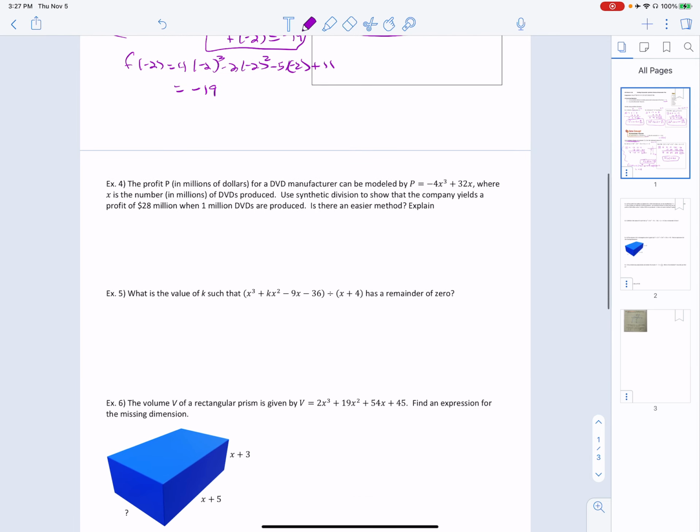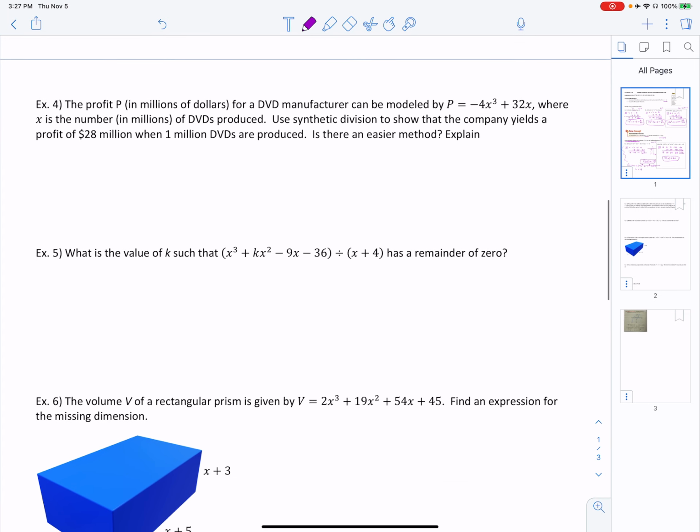All right, so then we have a couple of applications. So you need to read the word problems. They aren't necessarily all that challenging, but you have to interpret them and apply this synthetic division. So the profit in millions of dollars for a DVD manufacturer can be modeled by P equals negative 4x cubed plus 32x, where x is the number in millions of DVDs produced. Use synthetic division to show that the company yields a profit of 28 million when 1 million DVDs are produced.